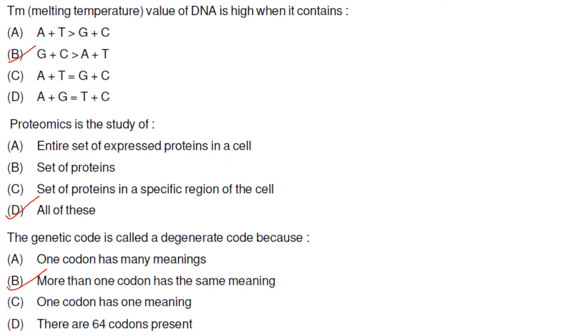Then the genetic code is called degenerate because. Now degenerate means a single amino acid may be coded by more than one codon. So one codon has many meanings? No. One codon doesn't code for a single amino acid alone, and one codon doesn't code for so many amino acids. It is one amino acid that is being coded by more than one codon. So more than one codon has the same meaning. Yes, so option B is correct.